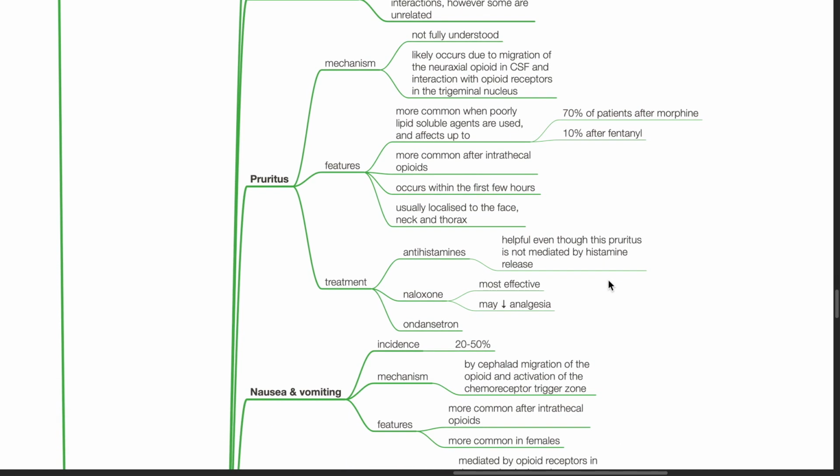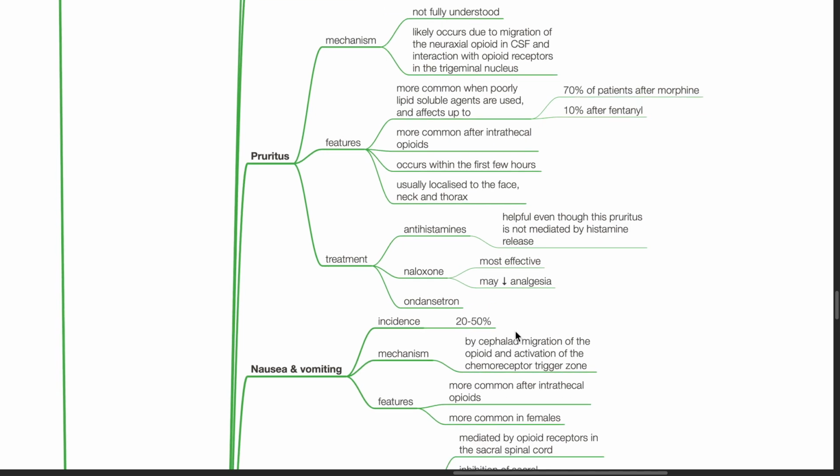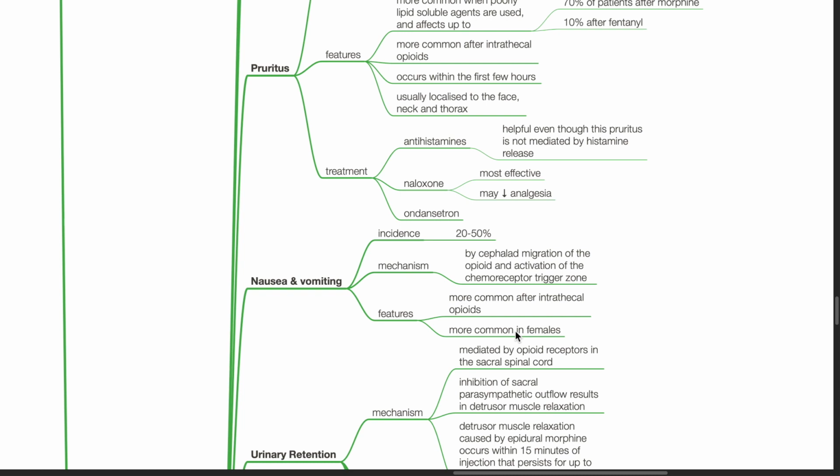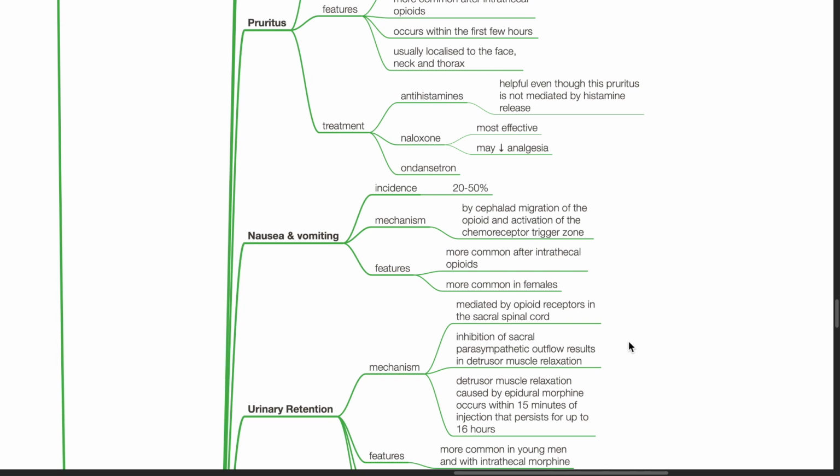Treatment is with antihistamines, even though this pruritus is not mediated by histamine release. Naloxone is most effective, however naloxone may reduce analgesia. Ondansetron has been used to treat pruritus due to neuraxial opioids. Nausea and vomiting, incidence is 20 to 50%. Mechanism is via cephalad migration of the opioid and activation of the chemoreceptor trigger zone. Features. It is more common after intrathecal opioids and more common amongst females.